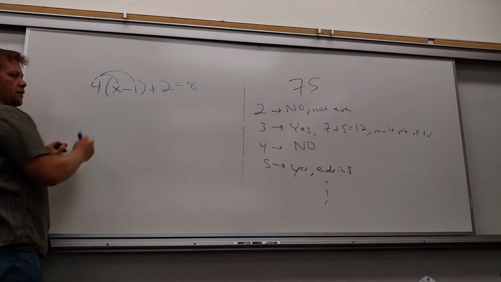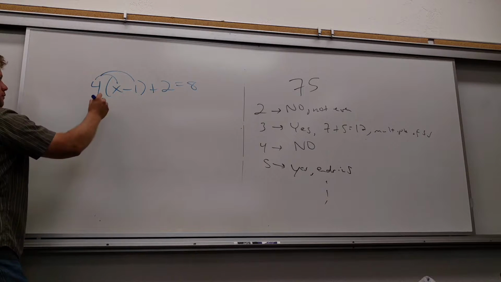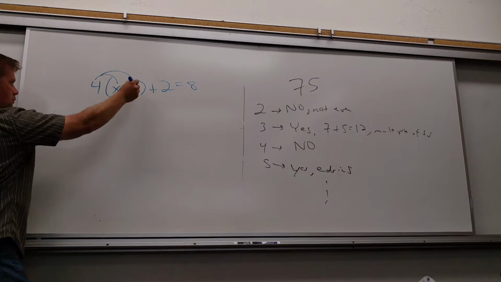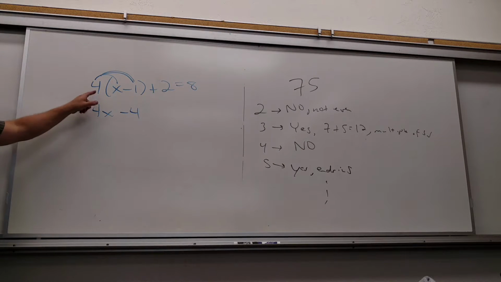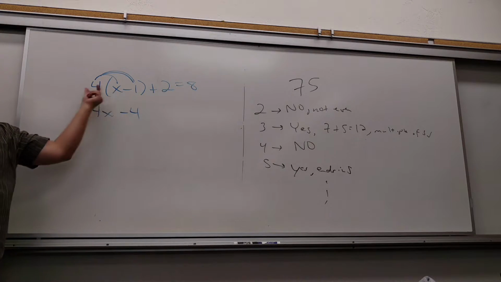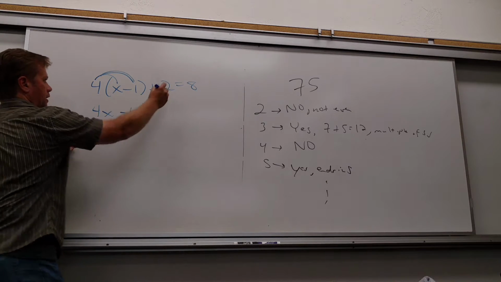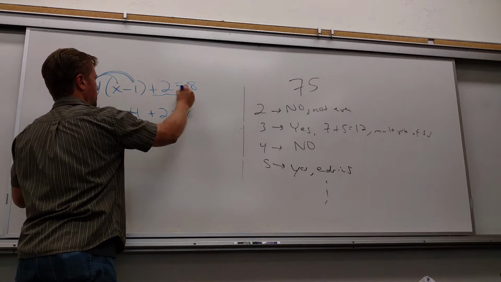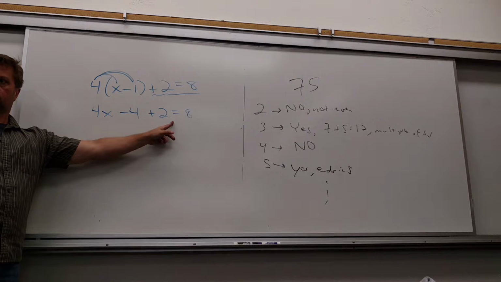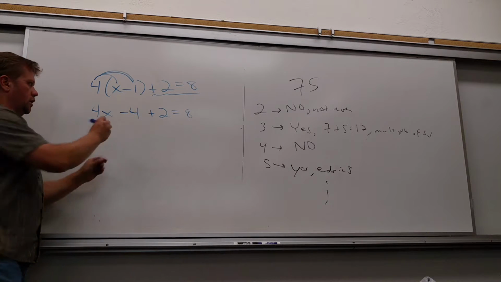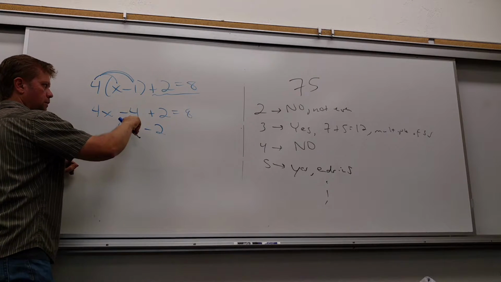I must distribute the 4, so then I can get like terms together, right? So I get minus 4, because what am I multiplying 4 by? Everything in here. That's why it's in front of the whole thing. Then everything else is still there. The plus 2 equals 8 is just sitting there waiting. All right, what can I put together on this side? 4x minus 2. Bigger one's negative.